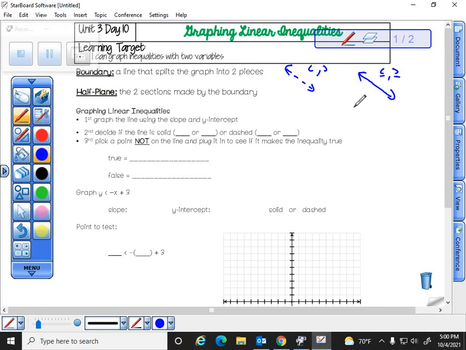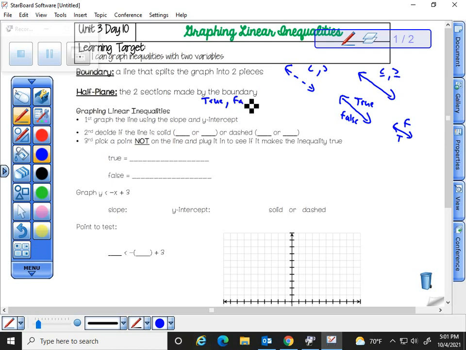There's also a different idea with the boundary line: the boundary will cut the plane into two halves, where there'll be a true side, where everything on that side will be true, and a false side, where everything on the other side will be false. And it can be reversed. It could be false on one side and true on the bottom too. So let's just keep that in mind. The half plane is the two sections made up of the boundary, and again you're looking at a true side on one side and a false side on the other.